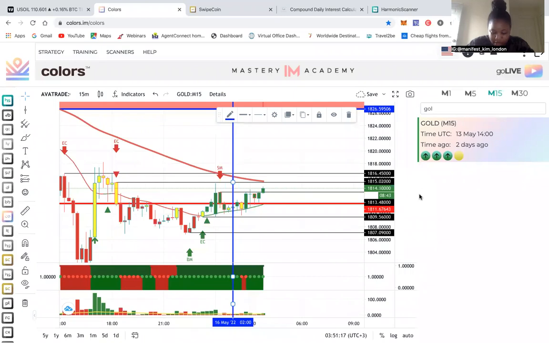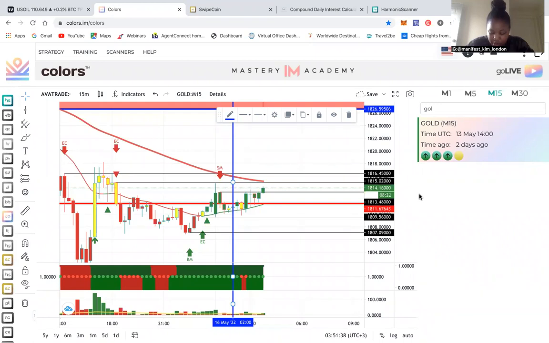Let me see if I get a horizontal line. All right, hold on a second. On IC Markets, let me go back to the 30 because that's where we are on the 15. All right, so move your stop loss, guys, to 1813.